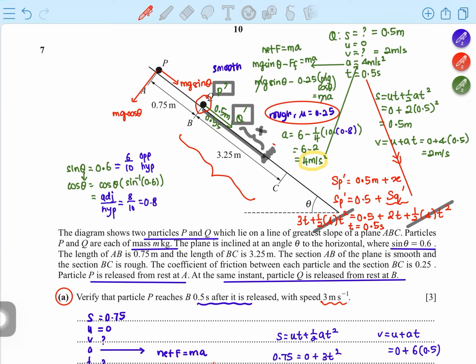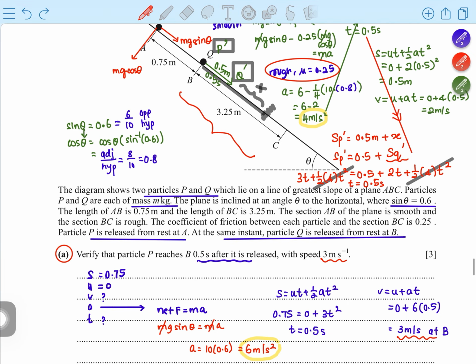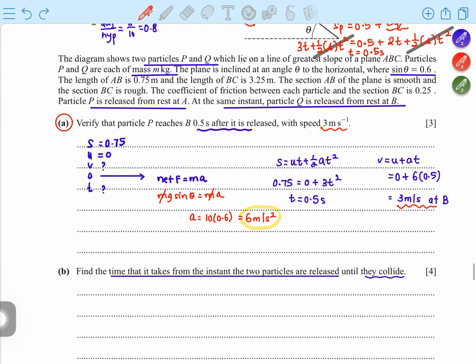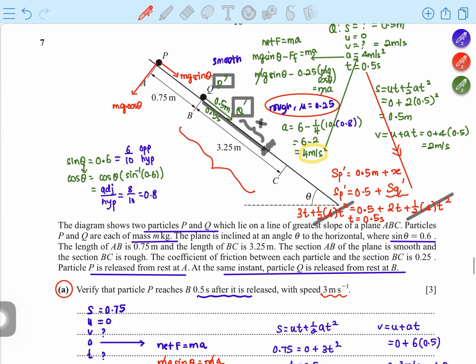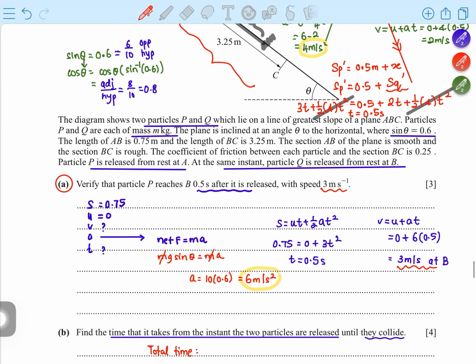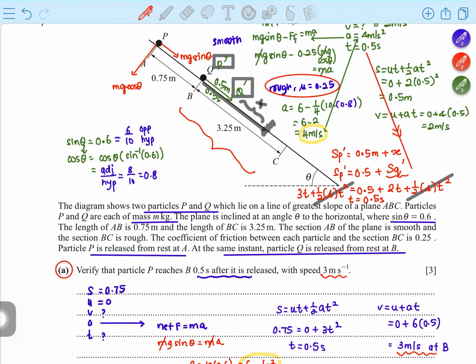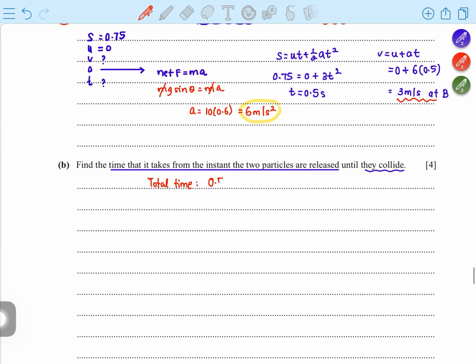It means for them to come from Q to this collision, how long are you going to take? You are going to take a total time of 1 second. That is, I can see 0.5 seconds plus 0.5 seconds, you get a 1.